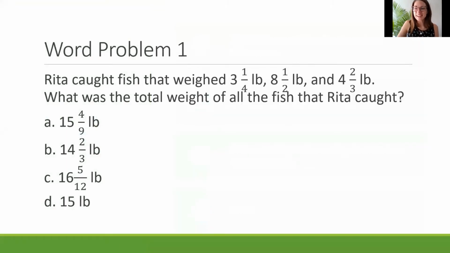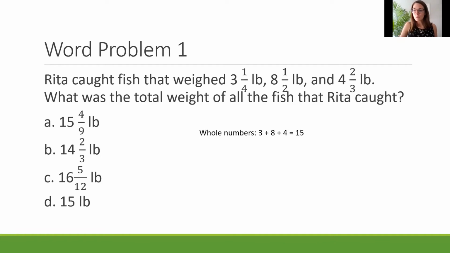Our first problem today says this: Rita caught fish that weighed 3 1/4 pounds, 8 1/2 pounds, and 4 2/3 pounds. What was the total weight of all the fish that Rita caught? When I look through this, I see the numbers 3 1/4, 8 1/2, and 4 2/3. Anytime you see a number or a number word like twice or triple, I encourage you to circle that. And then what are we looking for in this problem? Well, we're looking for the total weight.